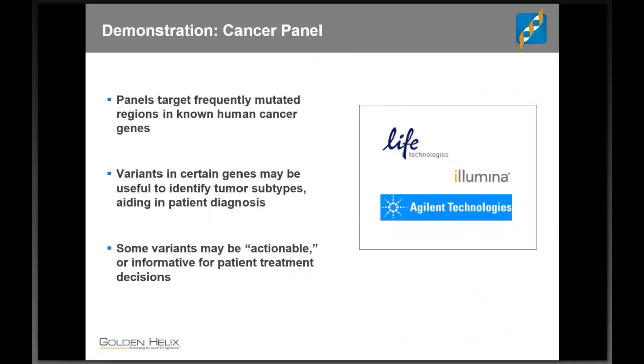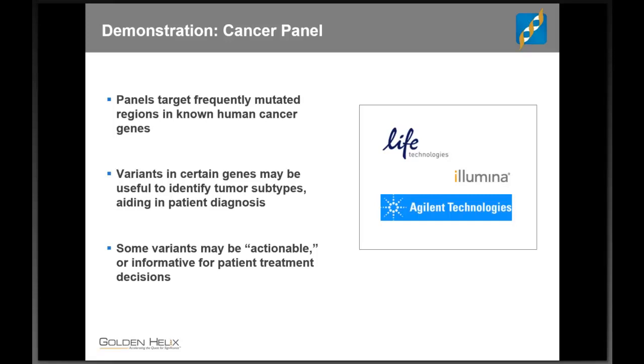So let's talk about our first demonstration that we'll be seeing. Cancer panels and gene panels in general. Gene panels are designed to target particular sets of genes that are known to be important for particular diseases. In this case, we'll be looking at a cancer panel. And so cancer panels are targeting frequently mutated regions of genes that are known to be important in human cancers.